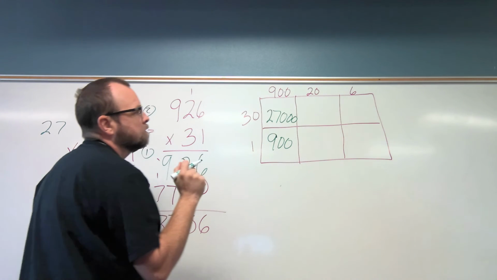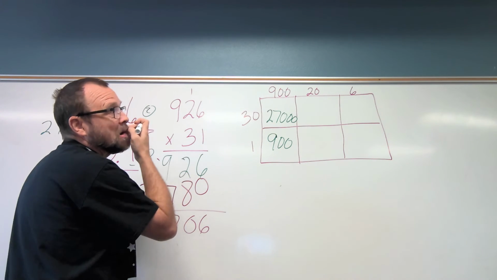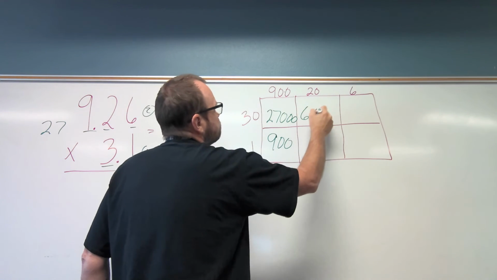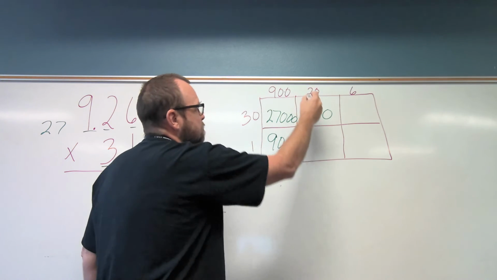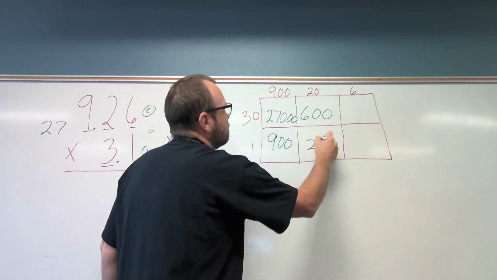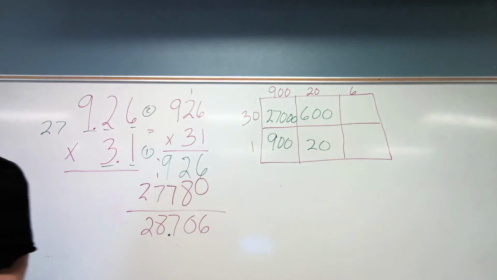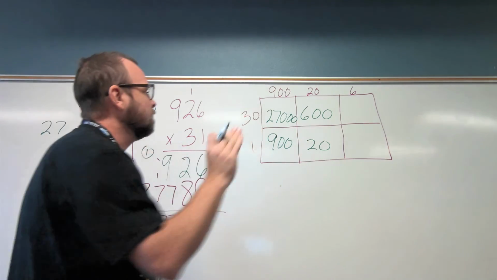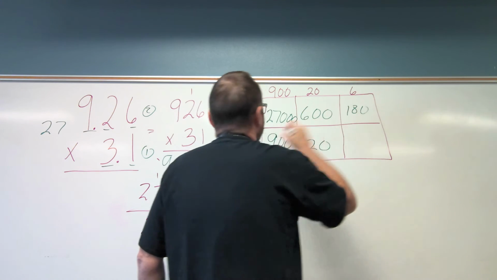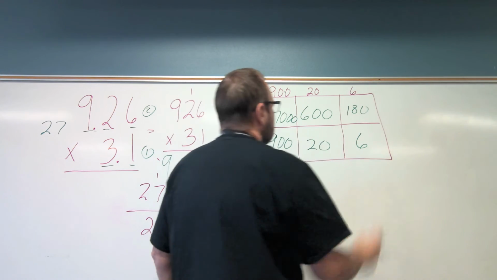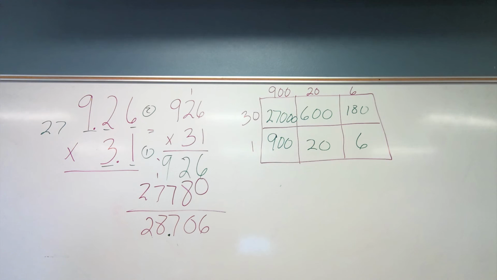30 times 20 is 600. 1 times 20 is 20. Shh, relax, he was just anticipating this one. 30 times 6 is? 1 times 6 is? Okay, so these are all the products of breaking it up here.